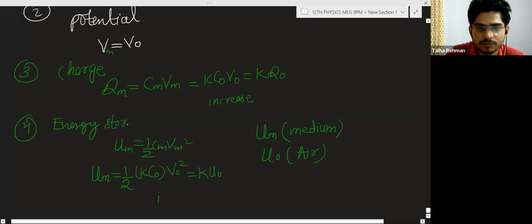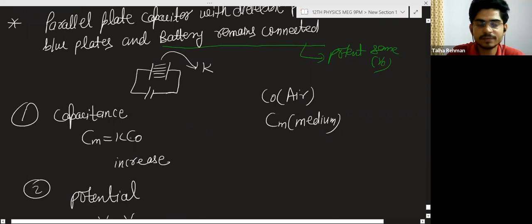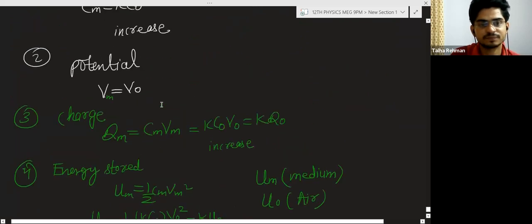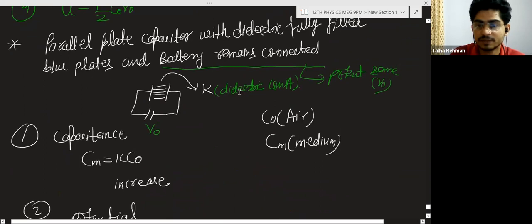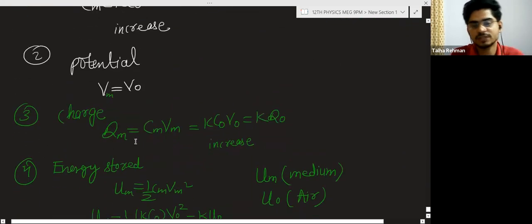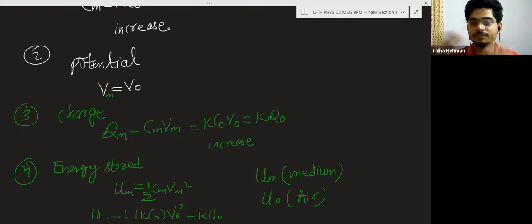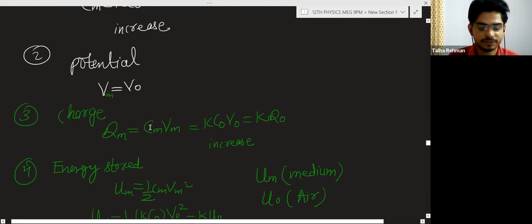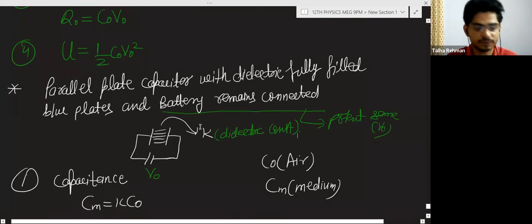Energy stored will again increase. So this is the case when the battery remains connected. Dielectric constant. Okay, so Hamza, this is the case. Very simple things. We have calculated the capacitance, and potential will remain the same whenever the battery is connected. For charge, Qm represents the charge on the plate when the dielectric is inserted, meaning there is some medium in between the plates. So Hamza, please note it down. We will be moving forward now.